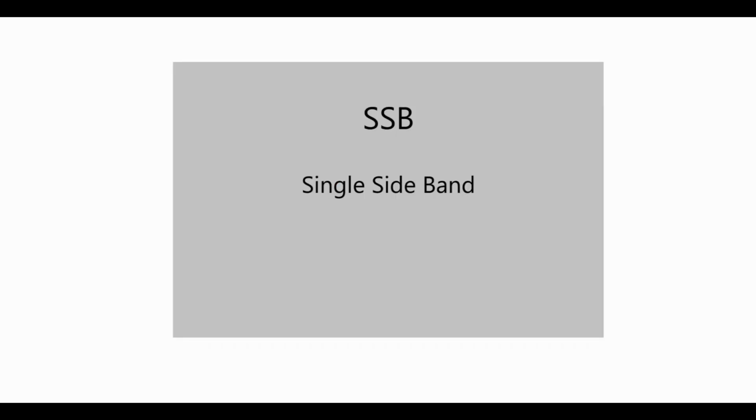SSB is single sideband. It eliminates the carrier wave and one of the duplicate sides of the information bands. No information is lost, and SSB results in less bandwidth use and less power necessary than AM or FM. SSB is often used by amateur radio operators for long-distance contacts.